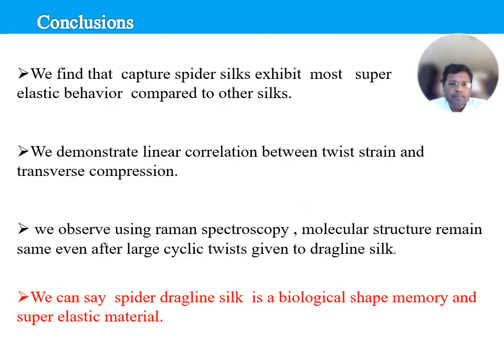In concluding, we find that capture spider silk shows the most superelastic behavior compared to other silk. We have demonstrated the linear correlation between twist strain and transverse compression in the diameter and its recovery as well. And we also show, using Raman spectroscopy, that the molecular structure remains the same even after large cyclic twist given to a dragline silk. In other words, we can say that spider dragline silk is a biological shape memory superelastic material.